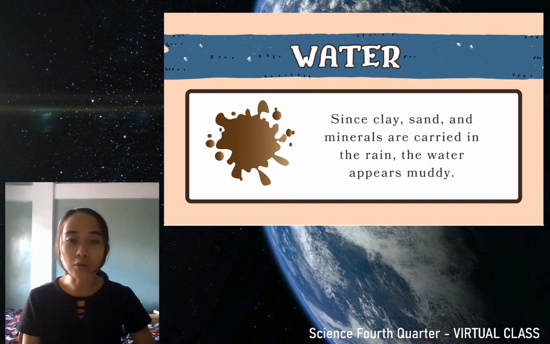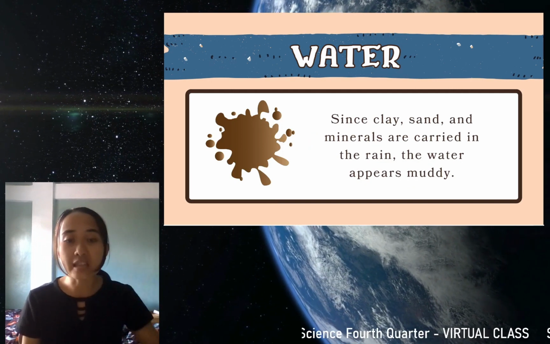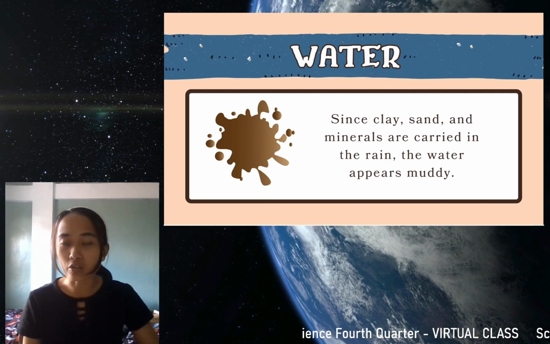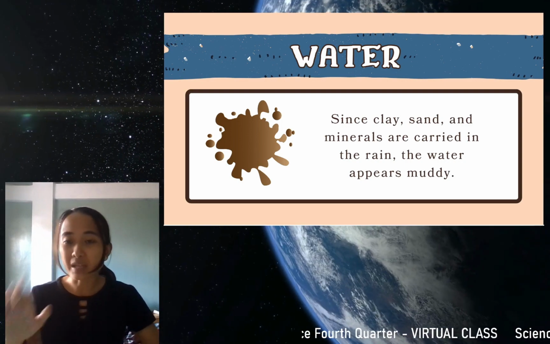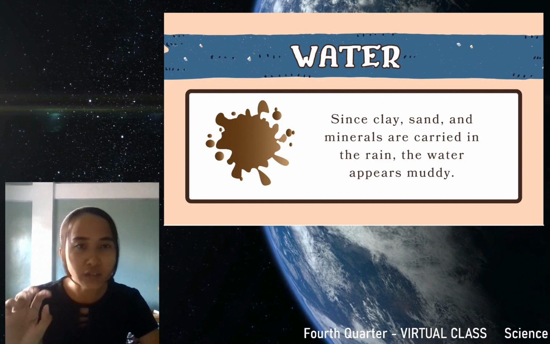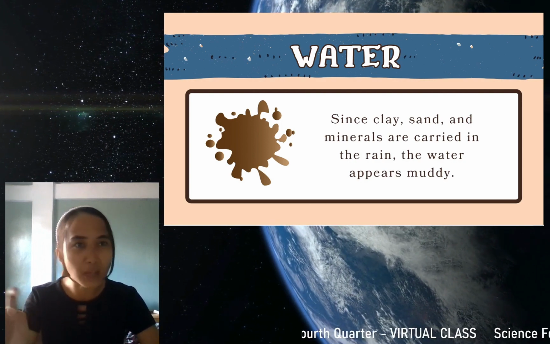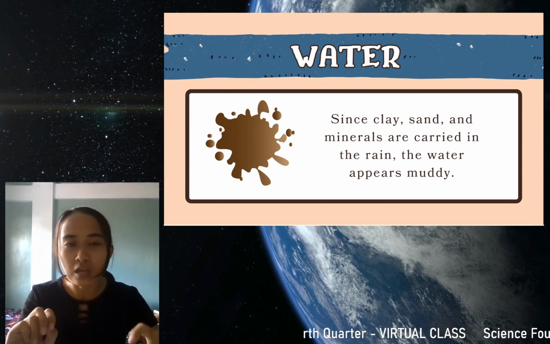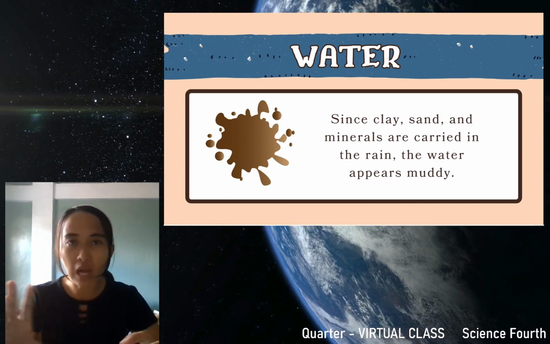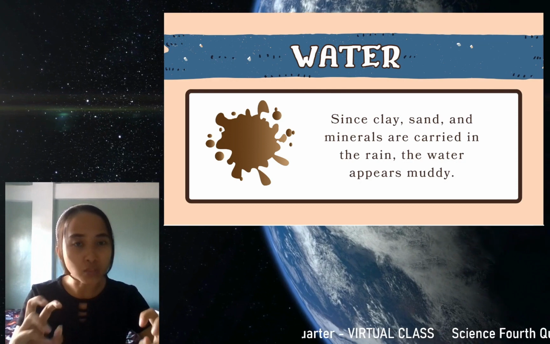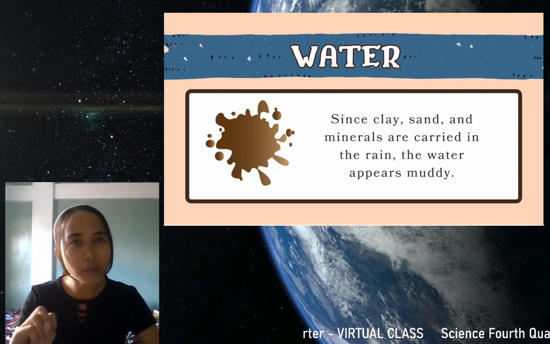And one thing about water, since clay, sand, and minerals are carried in the rain or in the flowing water, the water appears muddy. That's why, di ba, nakikita natin yung ibang river, kulay brown siya. Kapag napakagrabe ang daloy, kulay brown. So one thing, because water carries sediments, they carry rocks na natutunaw, nadidissolve, or nabibreak. That's why kulay brown minsan ang water.